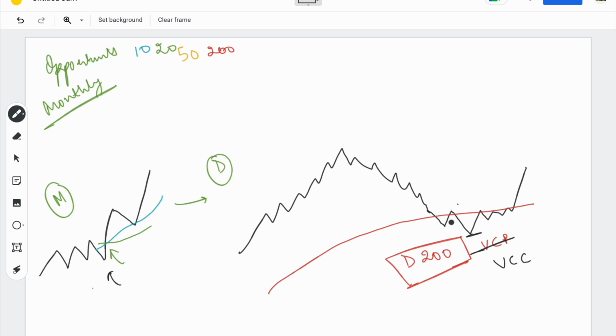You cannot say that if the daily is at 200, it will go up. Never. If the monthly is in this configuration particularly, then only this will happen. Otherwise, it will not. I'll show you the examples.